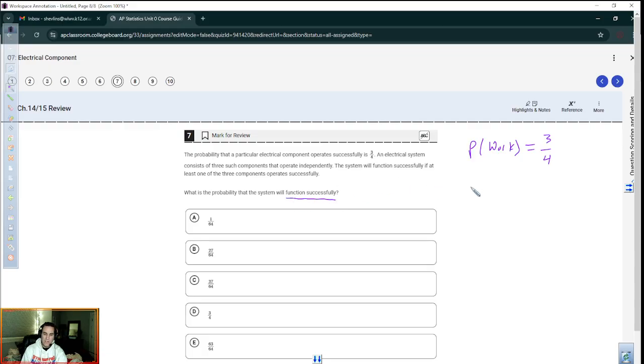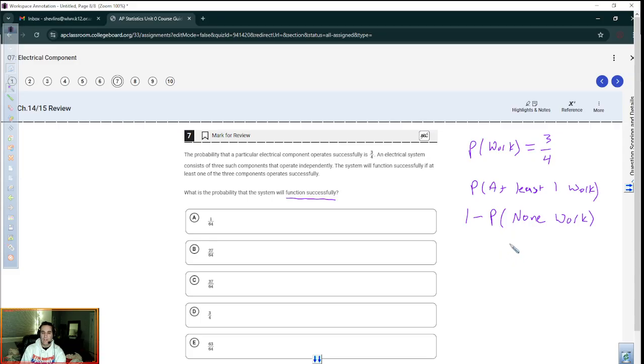What is the probability that the system will function successfully? So at least one needs to work. So they basically said to you, hey, out of your three, what's the probability that at least one works? Okay, at least one works. We're going to do the opposite: the probability that none work. Because I don't really want to do one working and then two working and then three working. Too much work. So let's do none working.